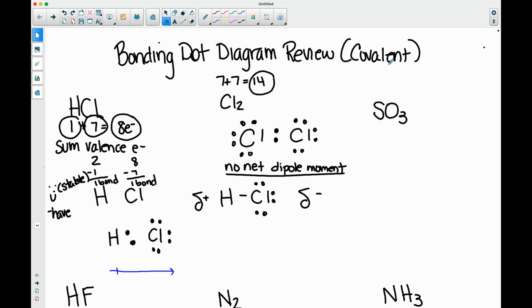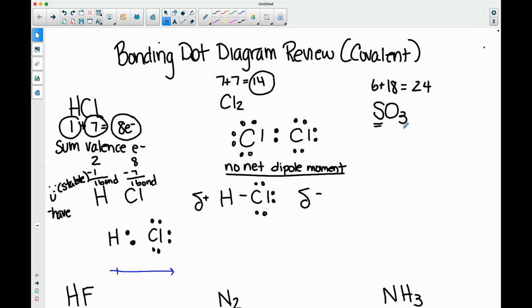SO3, again, we would sum up and add up all the valence electrons, so 6 for the sulfur plus 3 6s for the oxygen, which is 18, which means that we have a total of 24 valence electrons to work with. Remember that our main rules are use the dots for the valence electrons you have and give the atoms stable octets or duet for hydrogen.